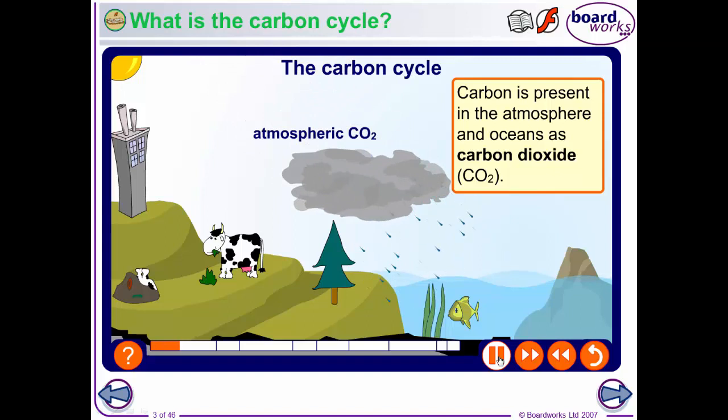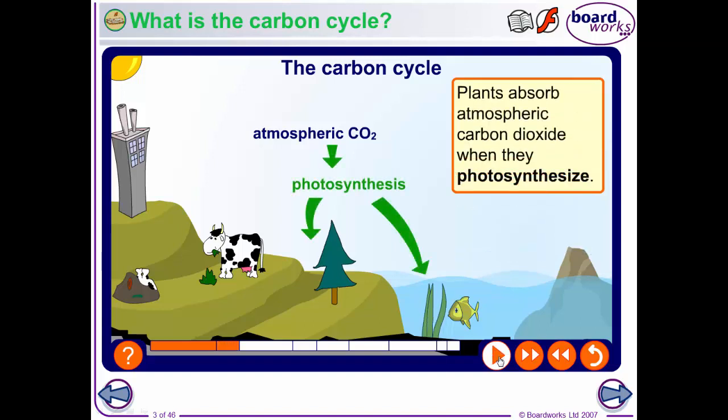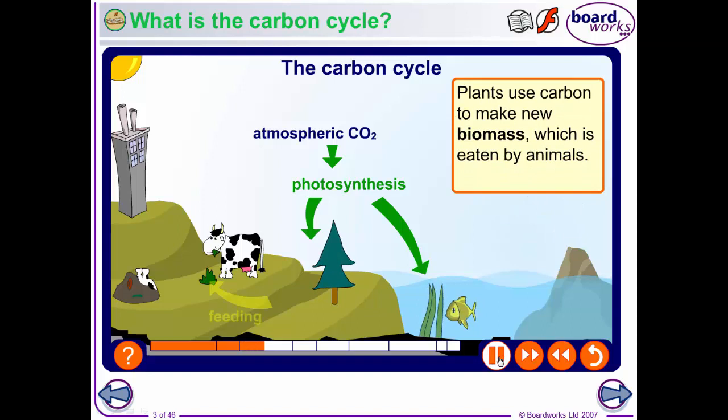First thing, carbon is present in the atmosphere and oceans as carbon dioxide, CO2. So that's there already. Now the plants absorb this atmospheric carbon dioxide when they photosynthesize. So they absorb the carbon dioxide. Now plants use this carbon dioxide and the energy in the sun during photosynthesis to produce biomass. So that's basically plant material, which is then eaten by animals, by the primary consumers.